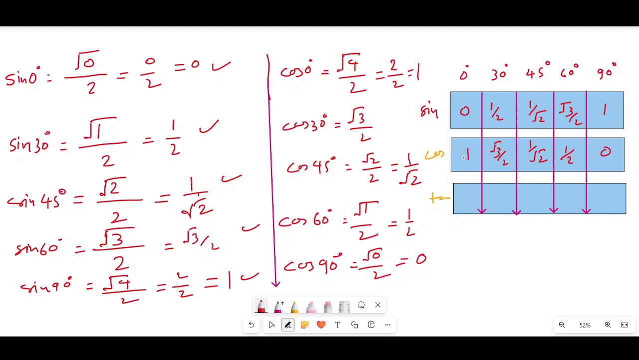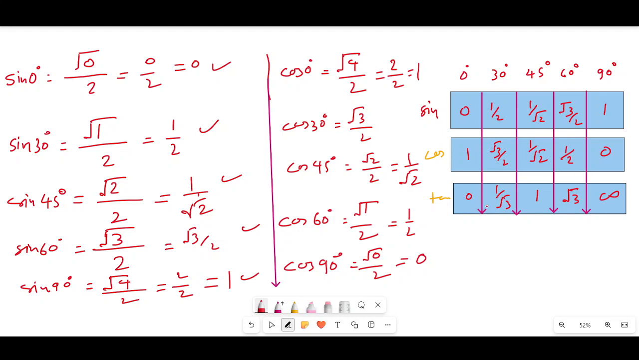If we divide 0 by 1, that is 0. This is 1 by root 3. This is 1. This is root 3. This is undefined, infinite. Clear?